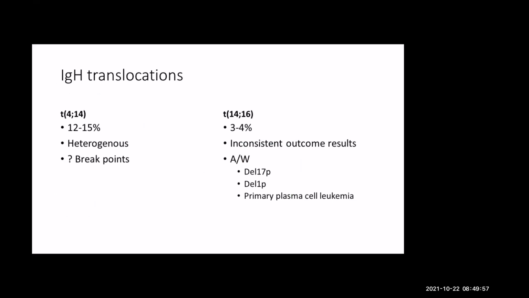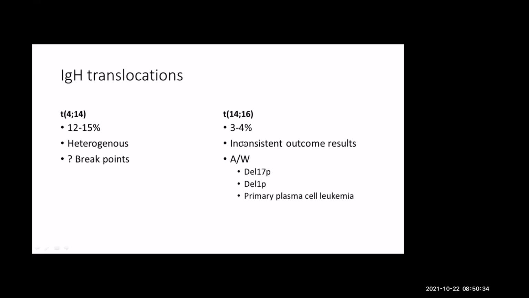We move on to the next part, common cytogenetic abnormality, that's IGH translocation. So common are t(4;14), t(11;14), t(14;16), and t(14;20). And out of these, t(4;14) and t(14;16) have been included in the revised ISS. t(4;14) is quite common, but reported studies have shown varying results. So it is heterogeneous. Some people say that it depends upon the breakpoint on chromosome 4, and other associated factors like your ISS, your hemoglobin. So it is having variable prognostic impact.